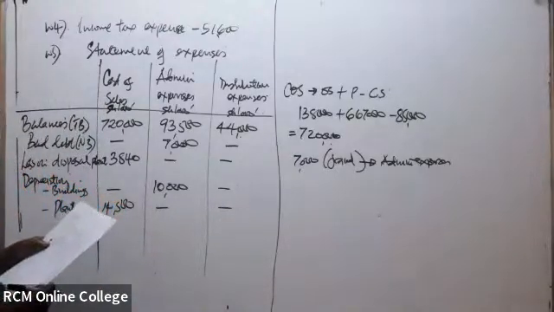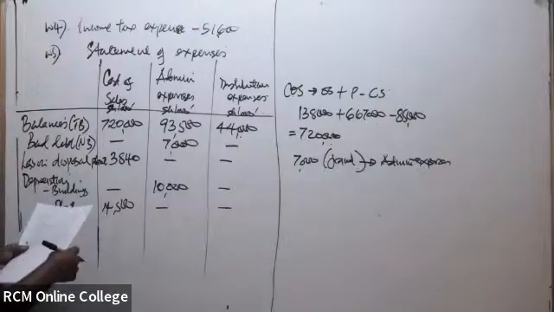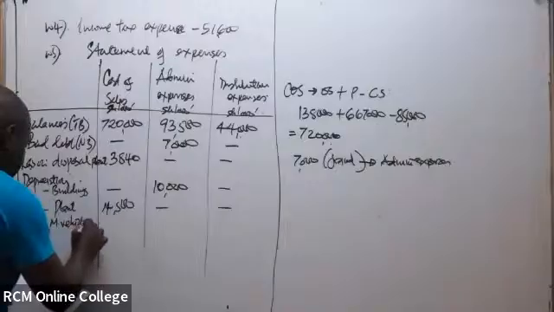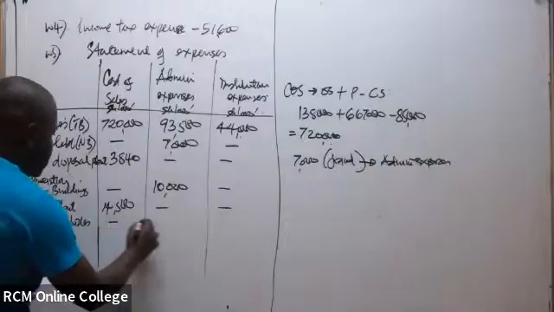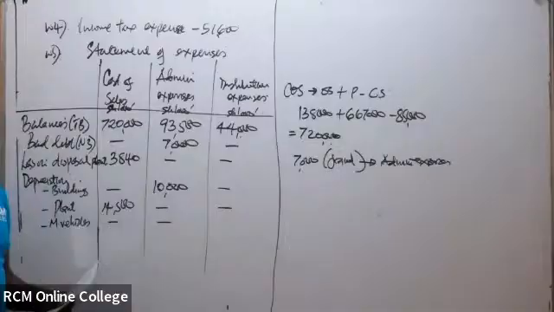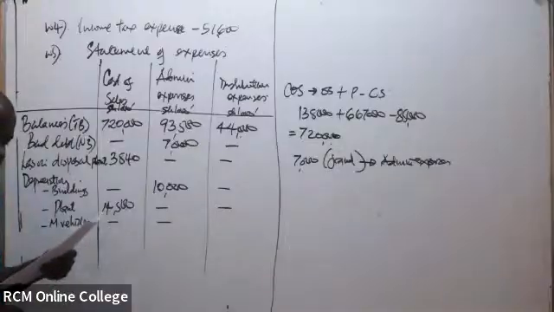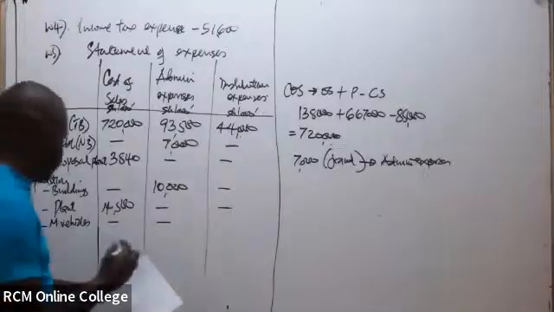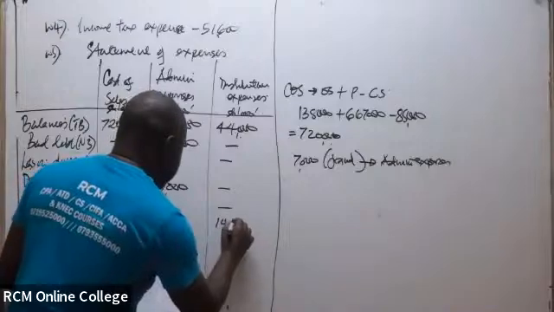Then motor vehicles, it will go to distribution. Motor vehicles was how much? It was 14 million.